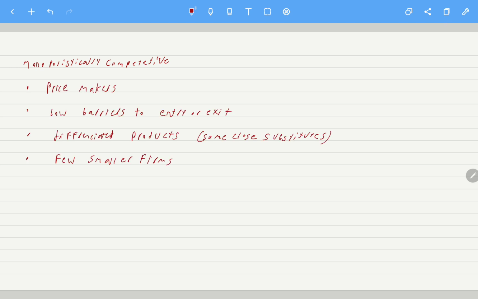All right, we're back. And basically for monopolistically competitive, they are price makers. They have low barriers to entry or exit, yet they're still imperfect, which means that they are producing below allocatively efficient quantity. They have differentiated products. That means they have some close substitutes.